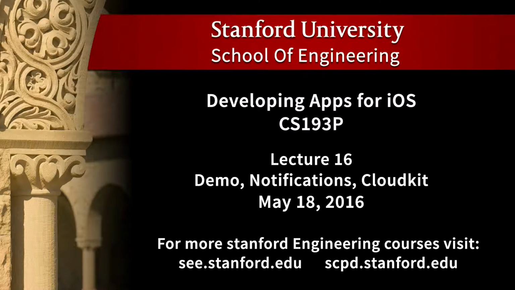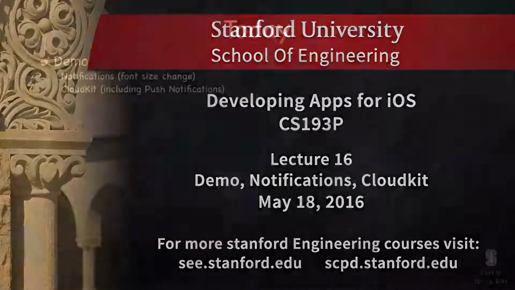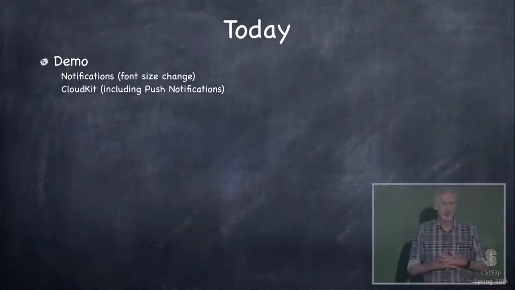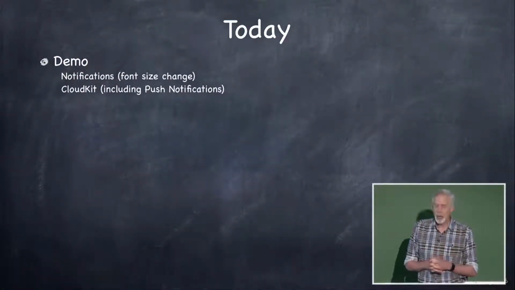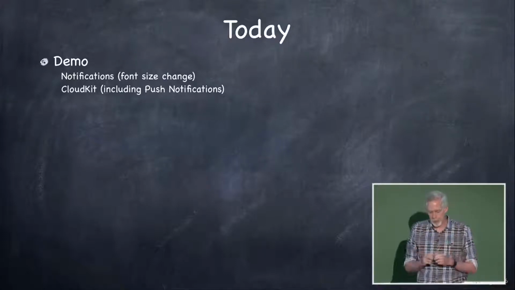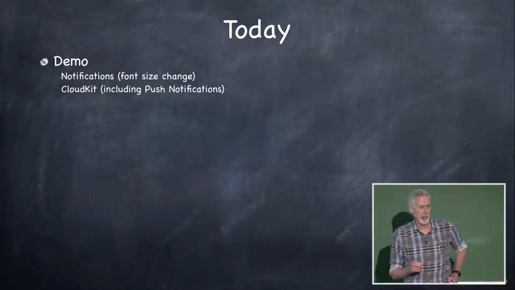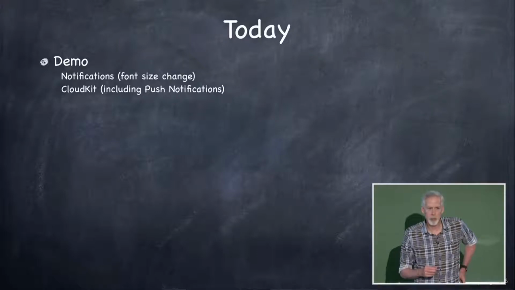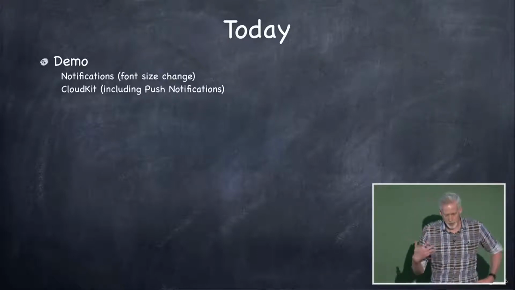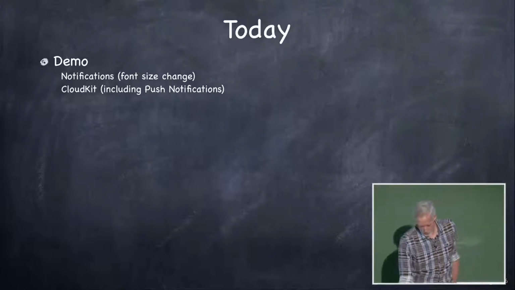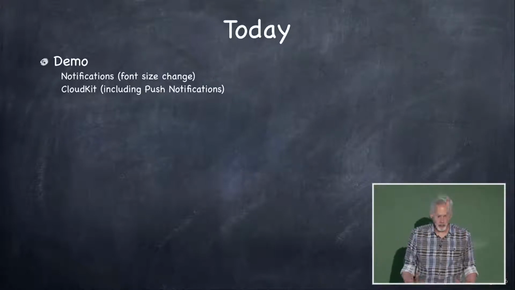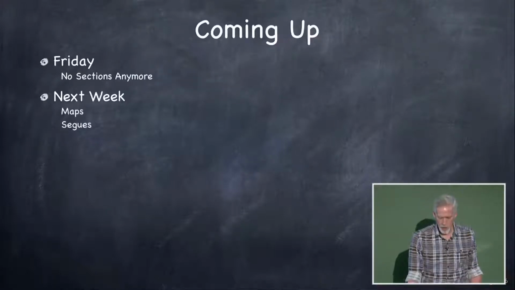All right, well, welcome to Stanford CS193P, Spring of 2016, lecture number 16. And today is all demo. I'm going to do a big demo on CloudKit to show you how that works. I'm also going to take a brief little thing at the beginning to show you about notifications, that little radio station thing. We talked about how you can find out about size changes happening, and I'm going to show you how that works. And that's pretty much it for today. It's kind of all demo today.